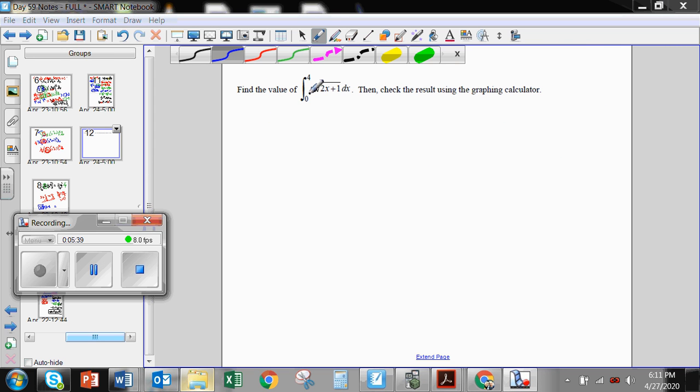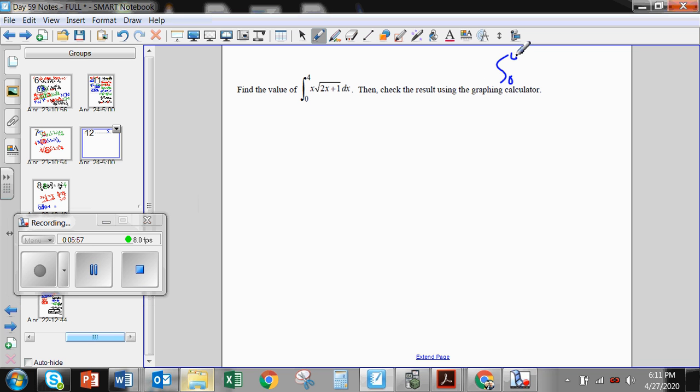Okay, find the value of the integral of x times the square root of 2x plus 1 dx from 0 to 4. So this is new because we have the interval from 0 to 4. Okay, but our process is still going to be the same. And I think it's important to write this from 0 to 4 of x times 2x plus 1 to the 1/2 dx.